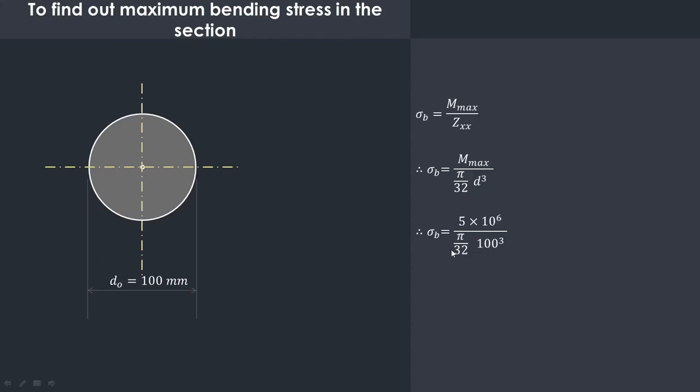Now the denominator will go in the numerator. So bending stress will be equal to 32 into 5 into 10 raised to 6 divided by pi into 100 raised to 3. The calculation will give us the value of bending stress as 50.929 Newton per mm square or MPa. So in this way, we can find out the value of maximum bending moment and hence the corresponding value of maximum bending stress. Thank you very much for watching.